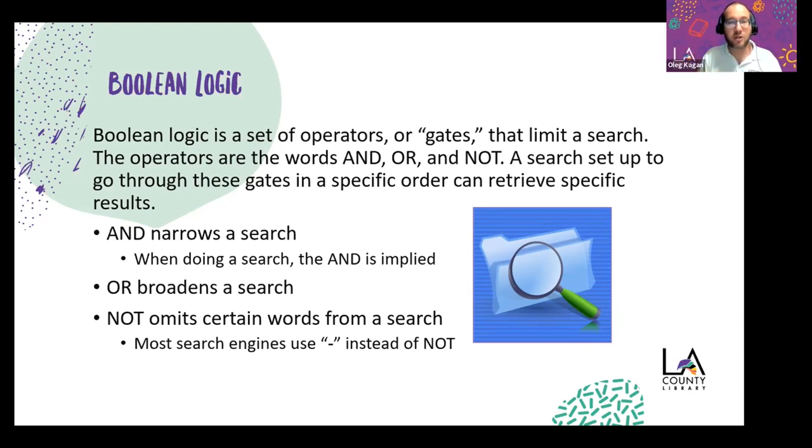OR broadens the search. What OR does in search engines, in Google particularly, is that if you have three different words, it'll give you the results for just one word, just the middle word, just the third word, and also all of them together and in combinations. Whereas AND tries to get the results with both words, OR will do individually and also together or in any combination. So it gives you a much broader search.